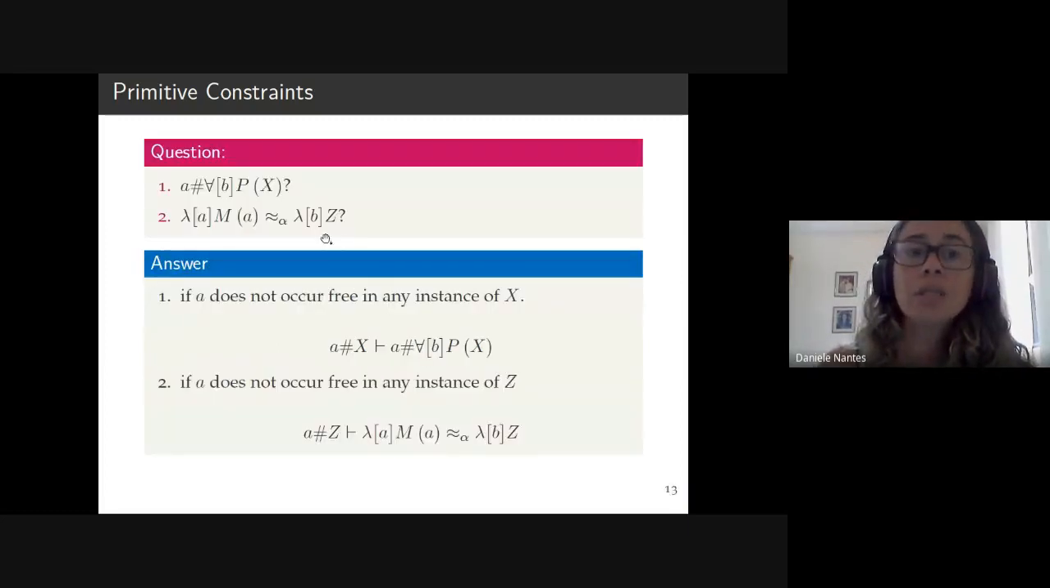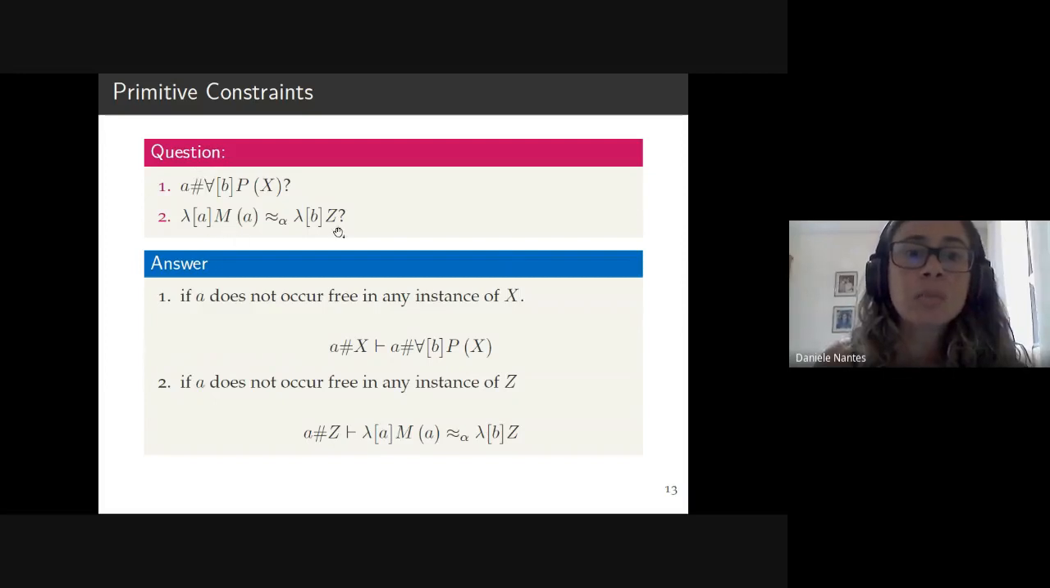But what if I have this term? Is A fresh for forall B, P of X? There's nothing that says that X is not going to be instantiated by a term containing A. So you cannot answer this. You have to guarantee that, as long as A does not occur free in X, A is fresh for this expression, otherwise you don't know, okay?